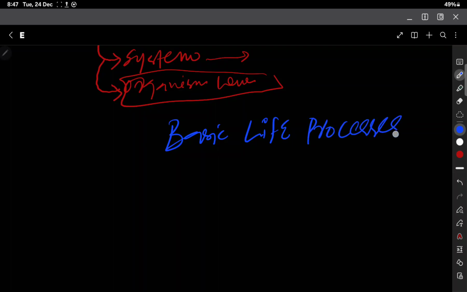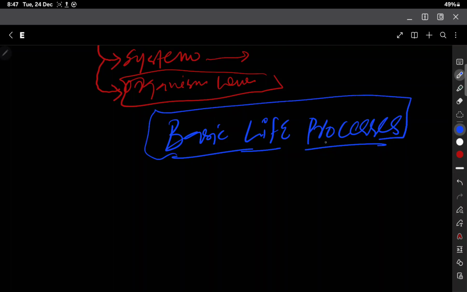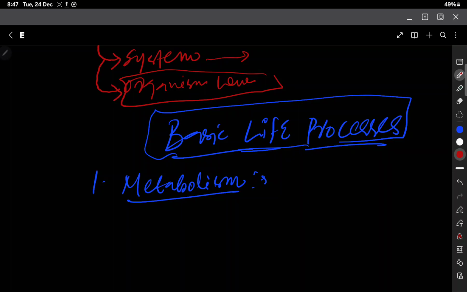Basic life processes. Okay, so different life processes which are important, which are necessary for growth, which are necessary for living. The first one is metabolism. Metabolism is an important and basic life process. It means the sum total of all the chemical processes which occur in the human body. That is called metabolism.